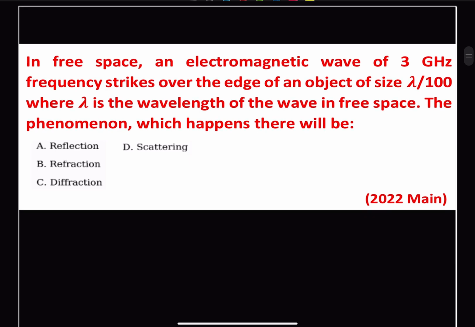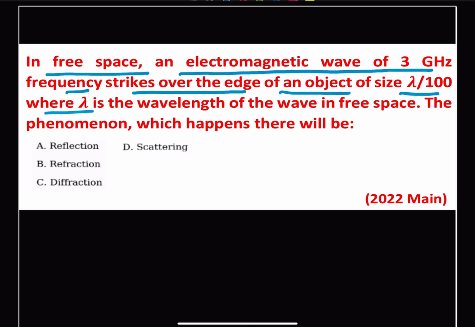We are given that in free space an EM wave of 3 GHz frequency strikes over the edge of an object of size lambda by 100, where lambda is the wavelength of the wave in free space. The phenomena which happens there will be. So we have to find out which of these phenomena is going to take place. And we can say that for each of these phenomena to take place, there is a relationship between the obstacle as well as the wavelength. Okay. So first is for reflection.